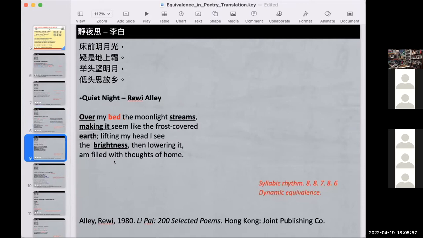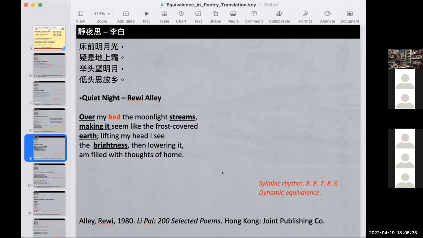Rewi Alley, he translated it thus: Over my bed, the moonlight streams, making it seem like the frost-covered earth. You can see, he put "earth" here in the second line. This is called a run-on line. When the line is cut and you need to continue reading in the second line, this is called a run-on line. So making it seem like the frost-covered earth, and then you have to stop for a while.